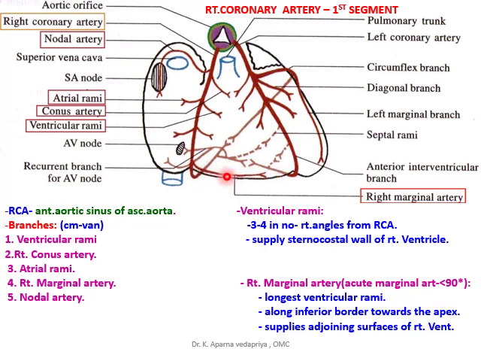This is also called the acute marginal artery, because this right marginal artery takes an acute angle from the right coronary artery, that is less than 90 degrees. And this right marginal artery passes till about the apex and supplies the adjacent surfaces of the heart, that is the sternocostal surface and the diaphragmatic surface nearer to the inferior border of the heart.